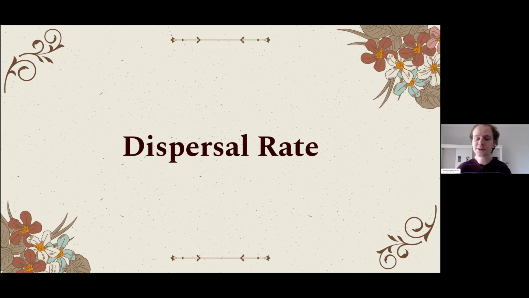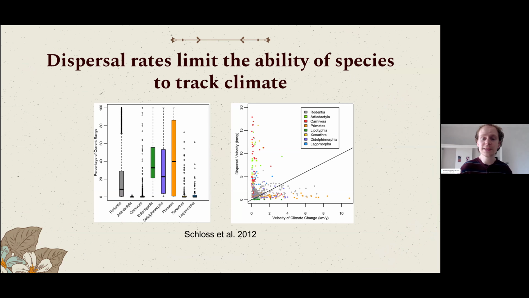So let's start with dispersal rate. Broadly speaking, dispersal rate is the ability of the species to move across the landscape. If a species is a good disperser, it can move across the landscape very easily. If it's a poor disperser, it might not be able to. And in fact, we know that dispersal rates limit the ability of species to track climate across the landscape. A paper in 2012 found this in mammals in the Western Hemisphere.